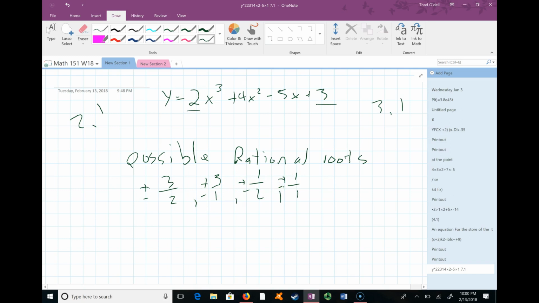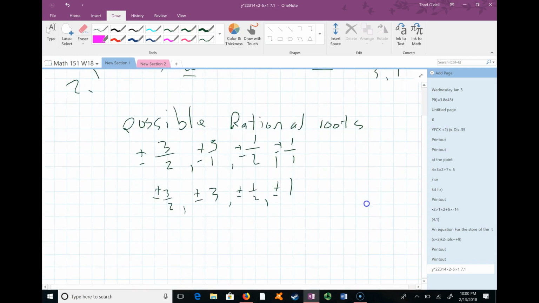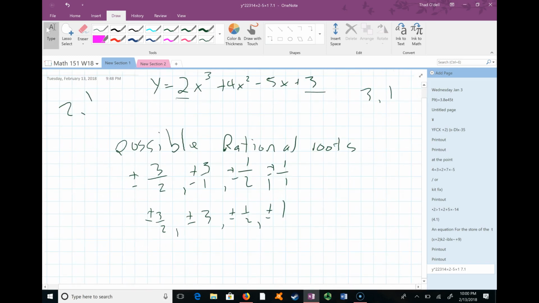So I went from an infinite number of possibilities down to 8 possibilities. Those are a little bit sloppy because 3 over 1 is the same as 3, so I'll just write this as plus or minus 3 halves, plus or minus 3, plus or minus 1/2, and plus or minus 1. So that's my possible rational roots. If I was going to start with synthetic division, I would use one of these.